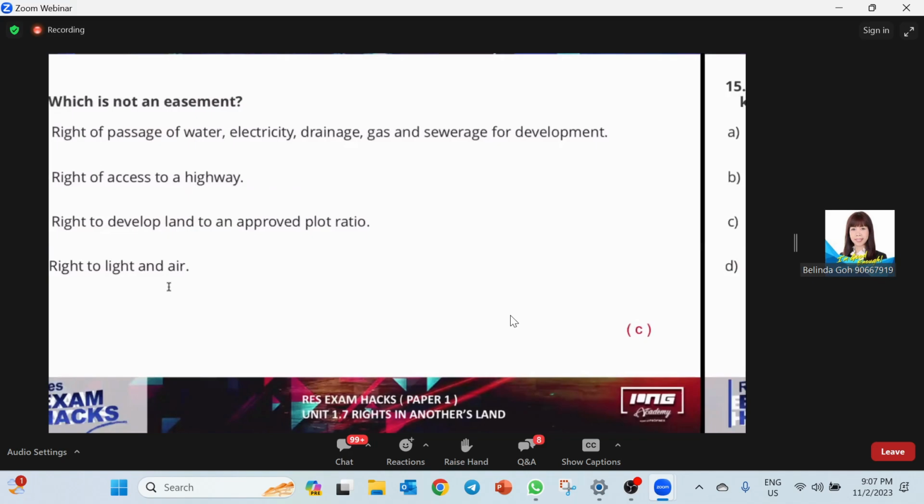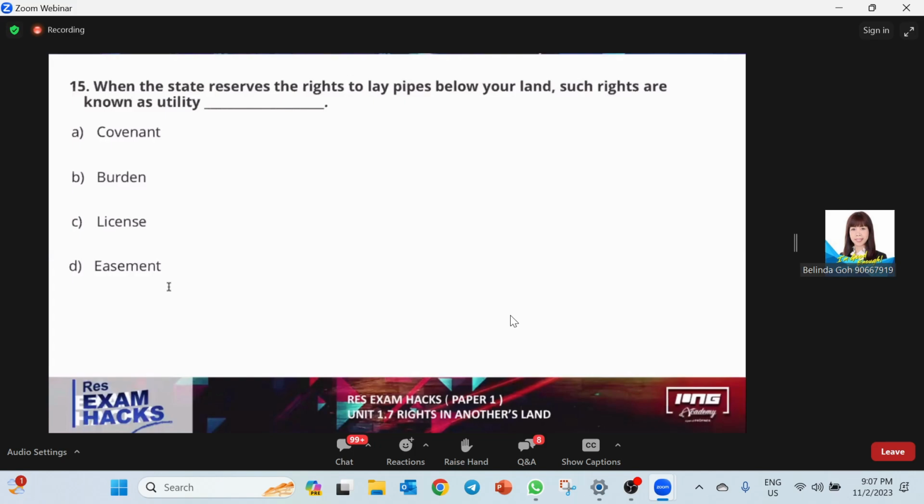Right. Now, question 15. Another question. When the state reserves the right to lay pipes below your land, such rights are known as utility what? Utility which one? Put your answer down. Very good. It's known as utility easement.